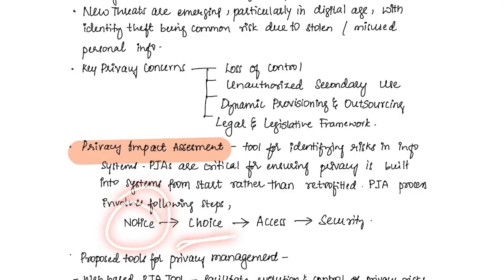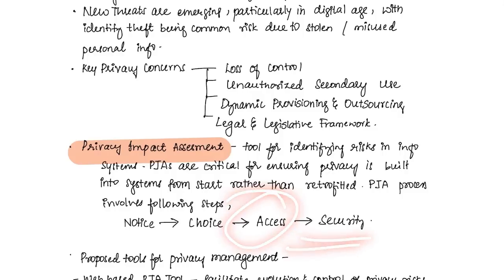Next I have is choice. So users should have the ability to choose how their data is being used, especially for secondary purposes like sending spam mails, marketing, advertising, sharing with external entities, and all of that. Next is access. So users should be able to review the data collected about them and correct inaccuracies or delete information if necessary. They should have complete access.